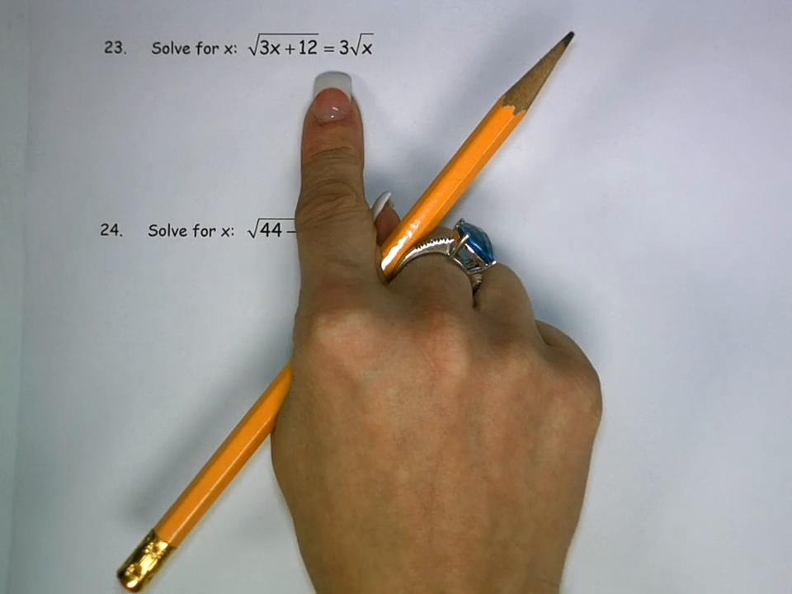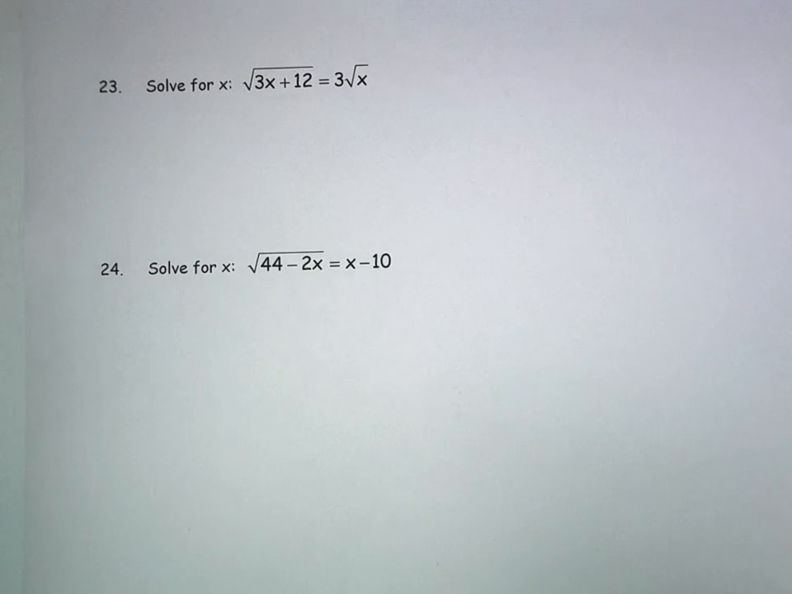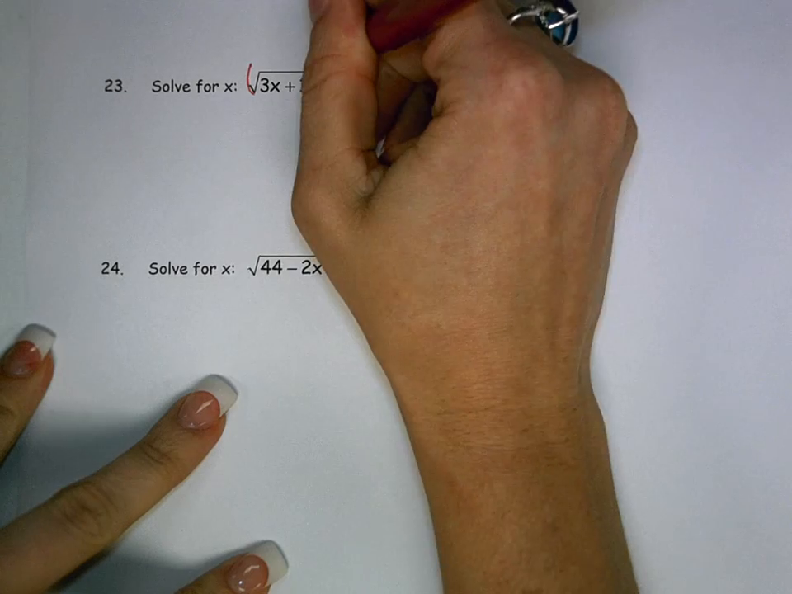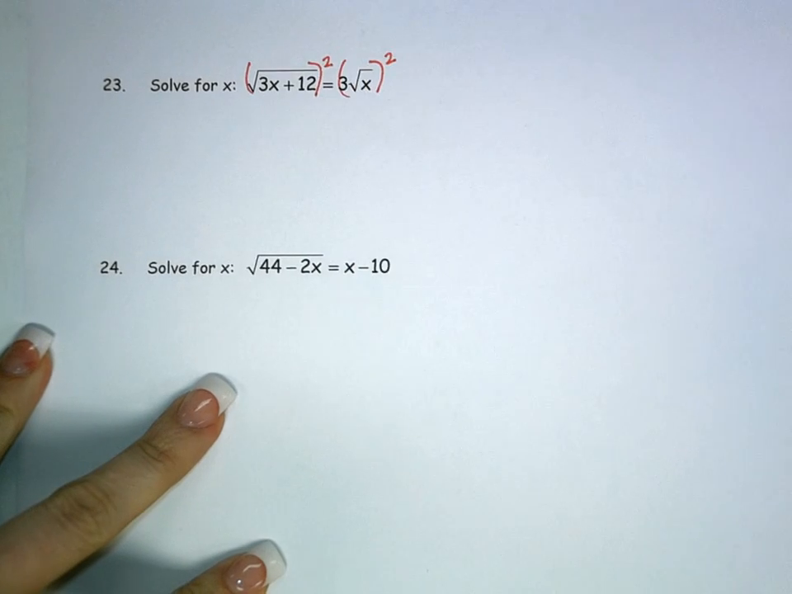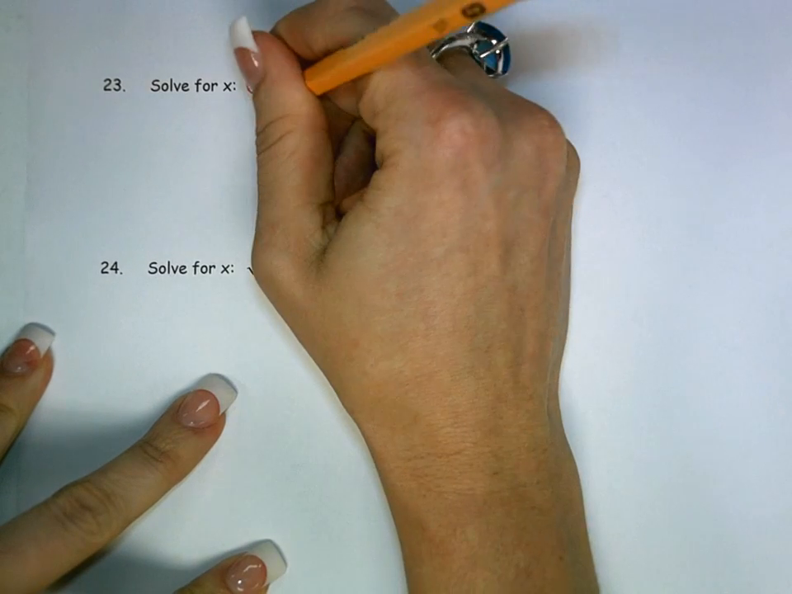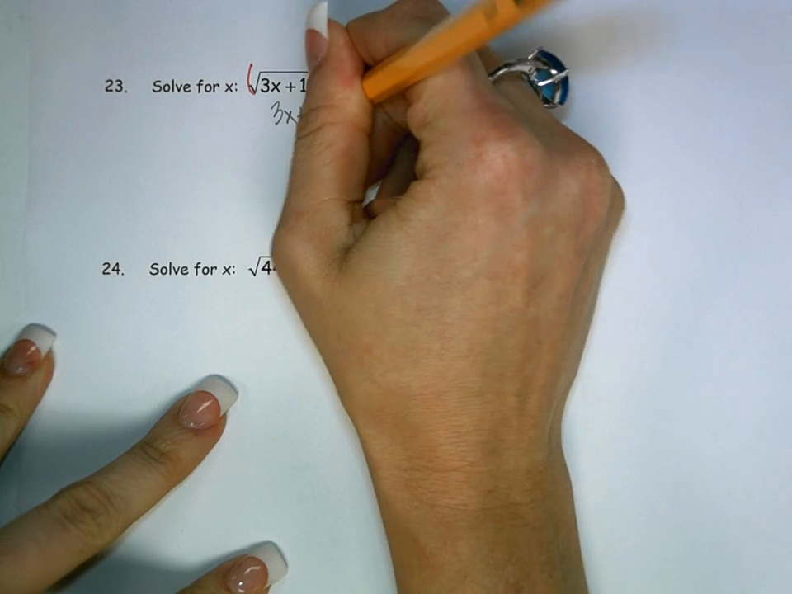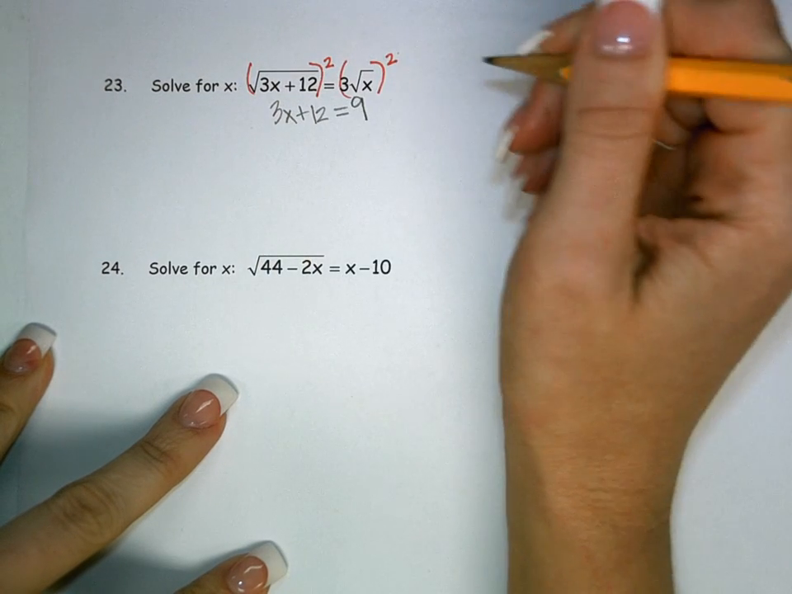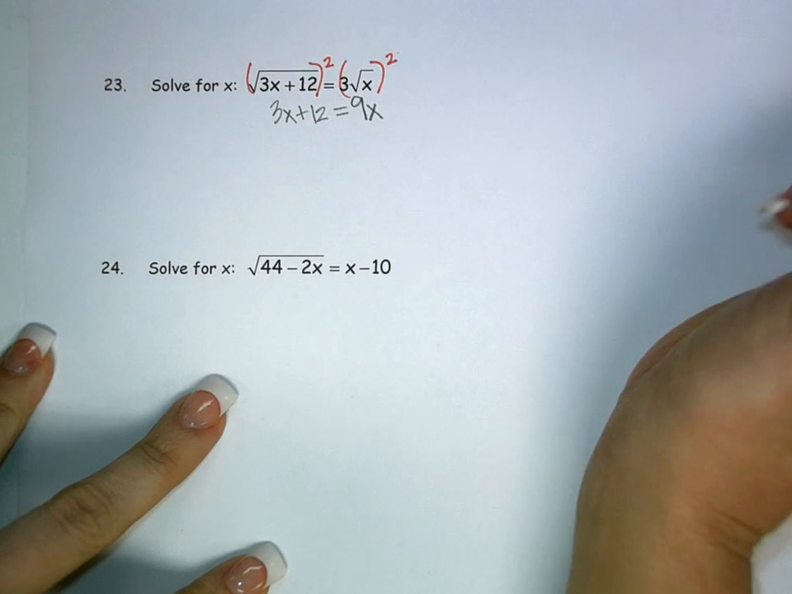Okay, so number 23, if we're solving for x. First thing you have to do is square both sides. If you square both sides, that gives you 3x plus 12 equals 3 squared, which is 9. Root x squared is just x.